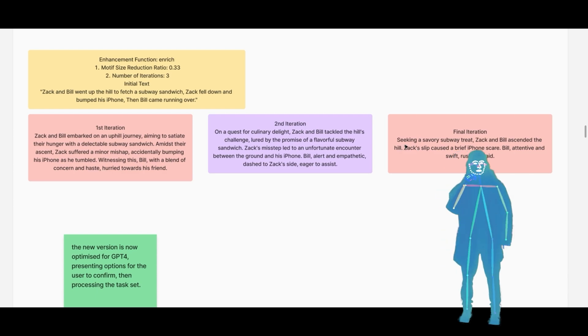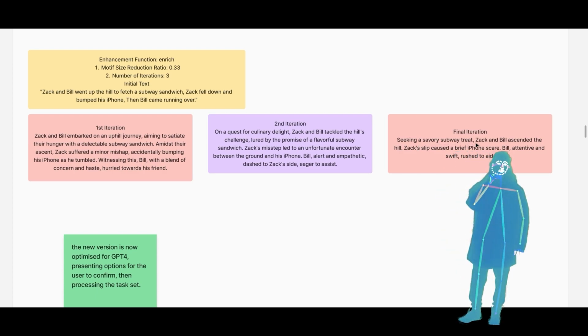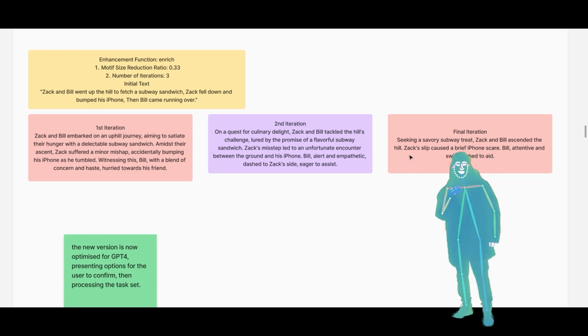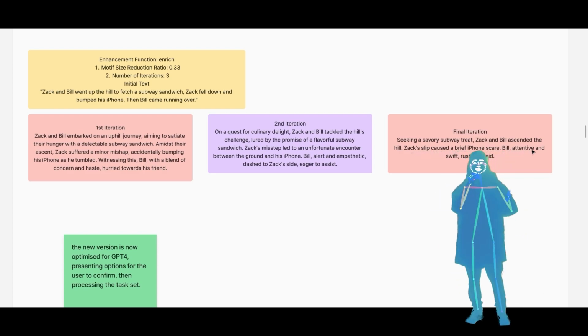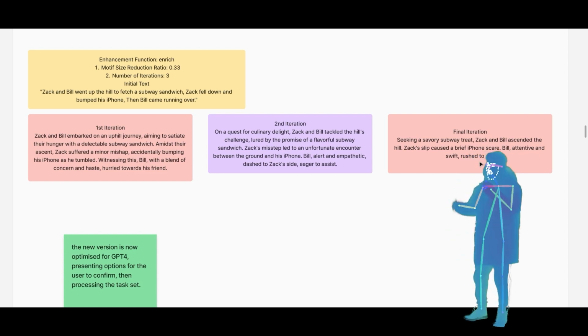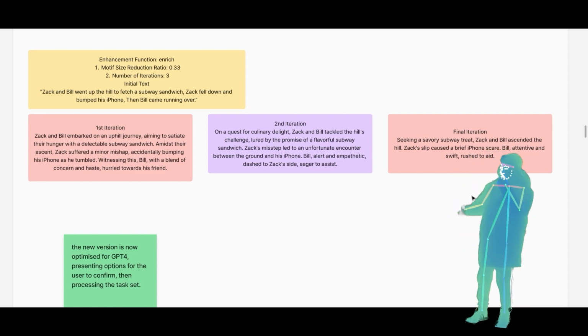And so then you end up with: seeking a savory subway treat. Zach and Bill ascended the hill. Zach's slip caused a brief iPhone scare. Bill, attentive and swift, rushed to aid. And to be honest, not bad.